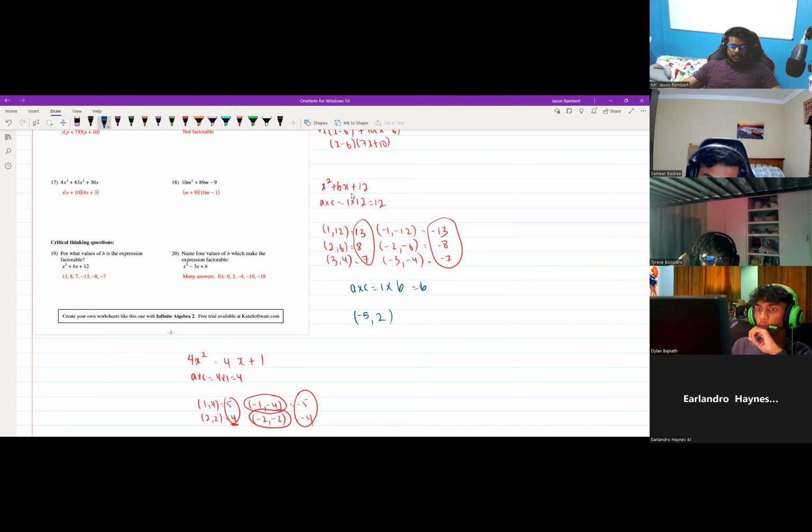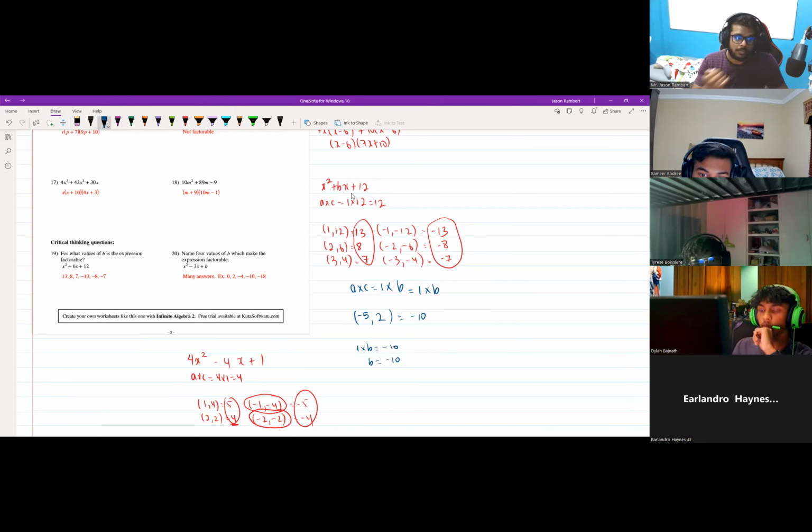Cool? So minus 5 by 2, when I multiply it, I'm going to get minus 10. Yeah? So I'm looking for this multiplied by this, supposed to give me minus 10. Yeah? 1 multiplied by B, supposed to give me minus 10. Agreed? Because that is A by C. Well, if 1 by B is minus 10, B will be minus 10 because I divided by 1. Correct?